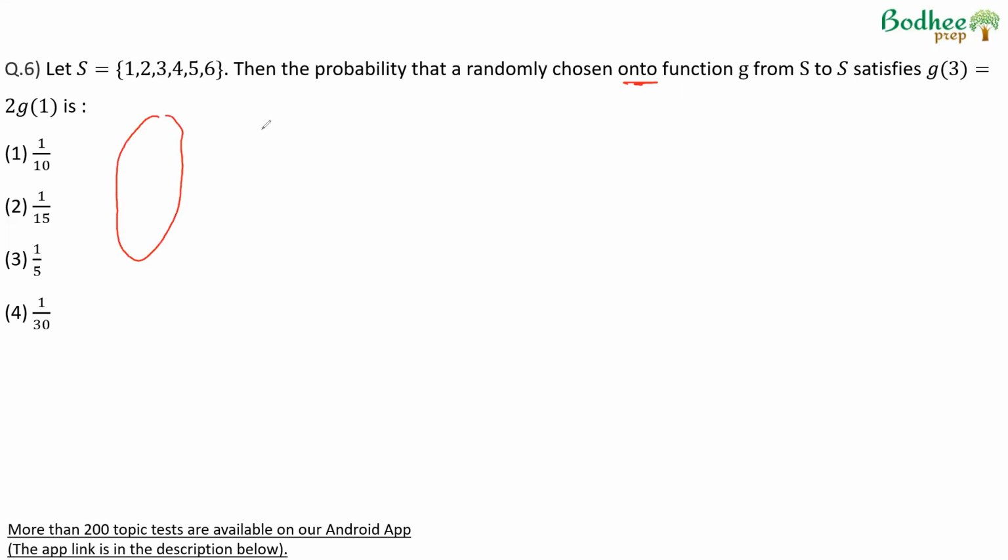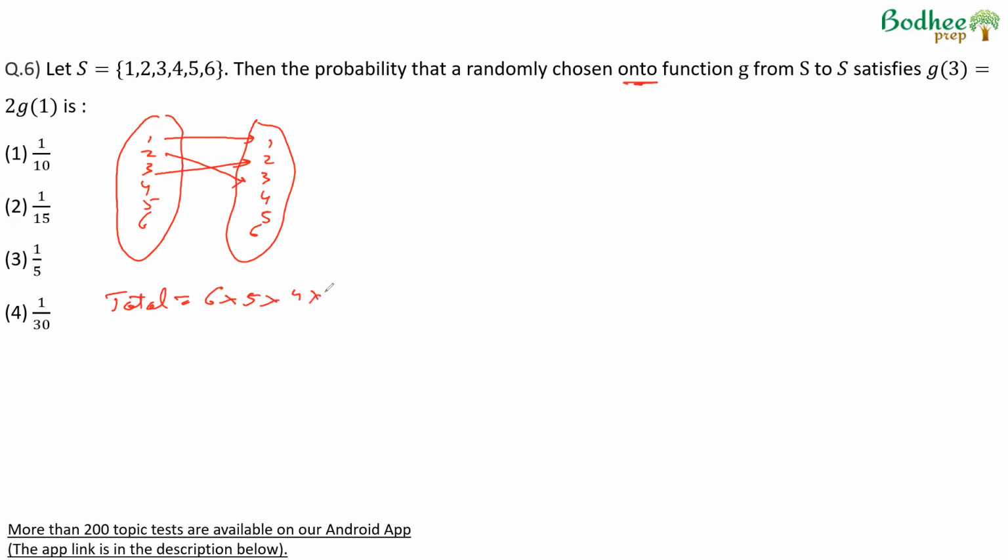So we are defining a function from S to S, 1, 2, 3, 4, 5, 6 and 1, 2, 3, 4, 5, 6. What is the total number of functions that can be determined? This one could have any one of the 6 numbers assigned. So 6. This 2 could have any one of the remaining 5 numbers assigned, 5. Similarly, 4. This will have 3 options left. This will have 2 options left. This will have 1 option left. So 6 factorial total functions can be defined.